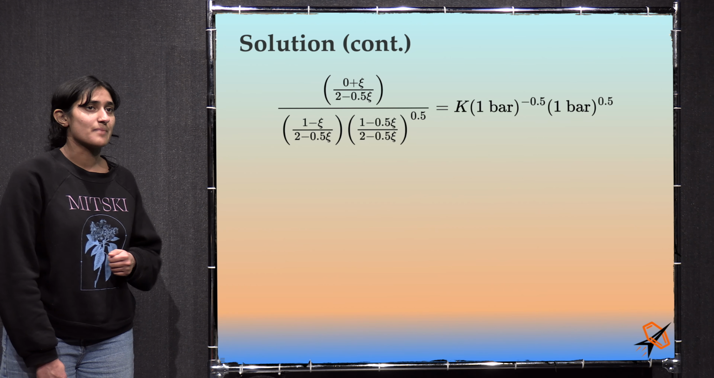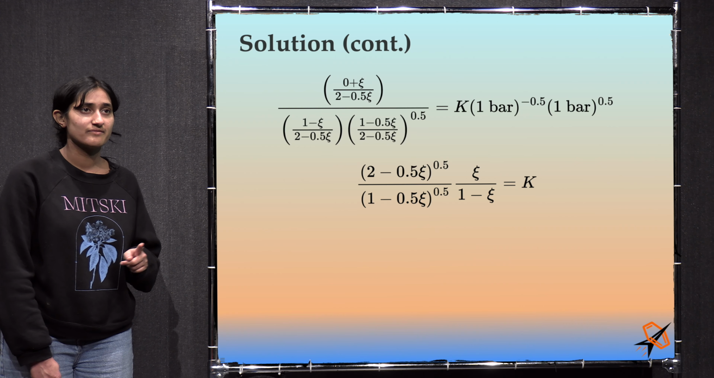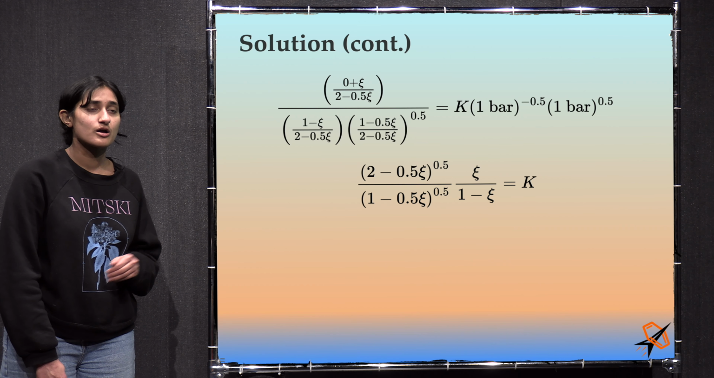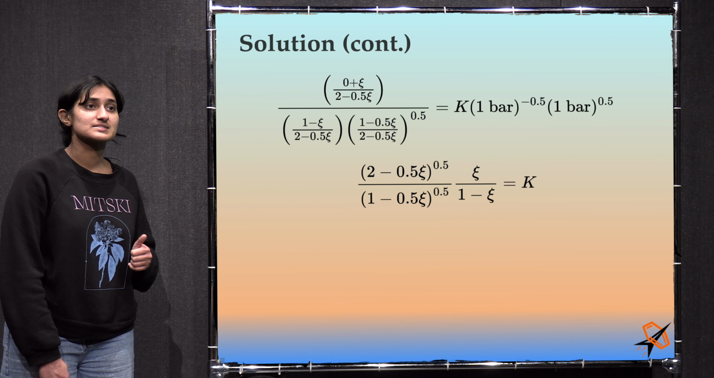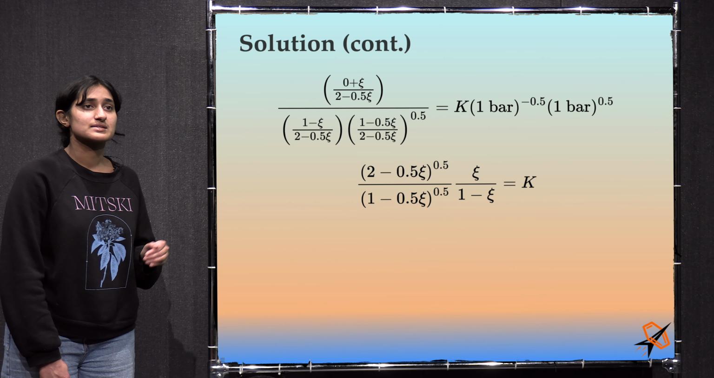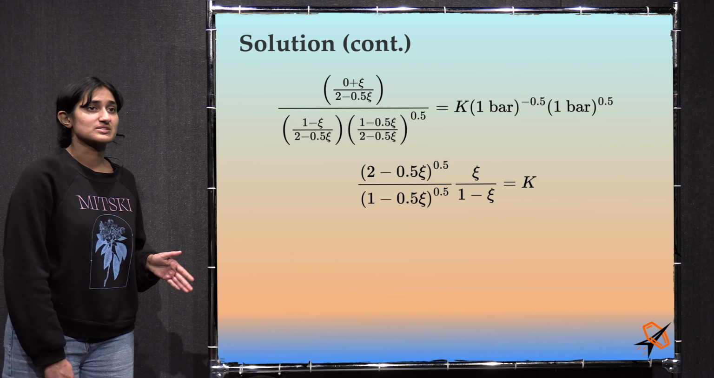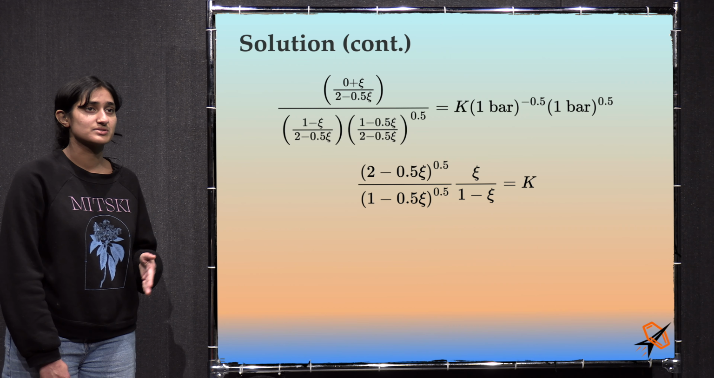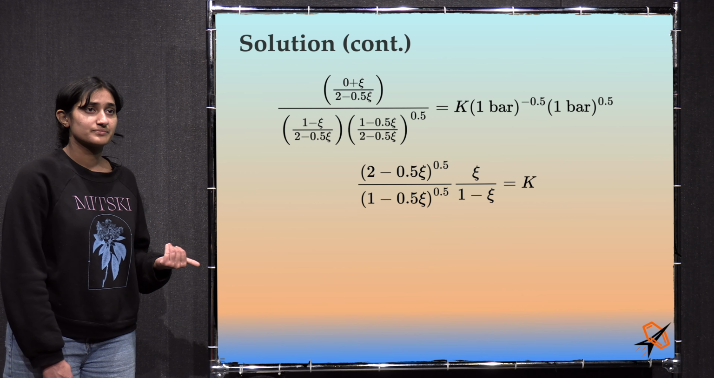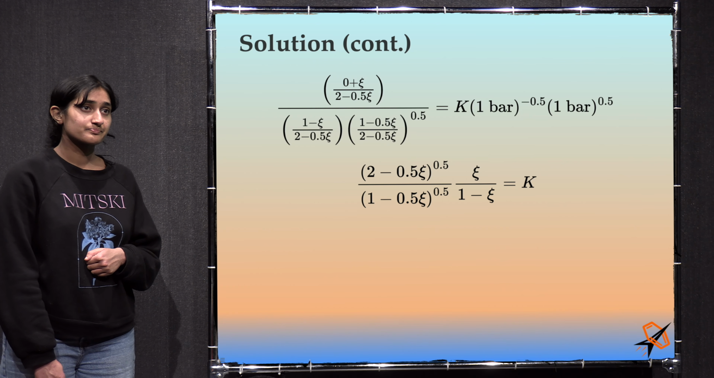Doing the simplification of the mathematics, we get that (2 minus 0.5 times the extent) to the 0.5 power over (1 minus 0.5 times the extent) to the 0.5 power, times the extent over 1 minus the extent, is equal to K. Since we're going to have to use this expression in the limits as the extent approaches 0 and the extent approaches 1, we need some simplifications.